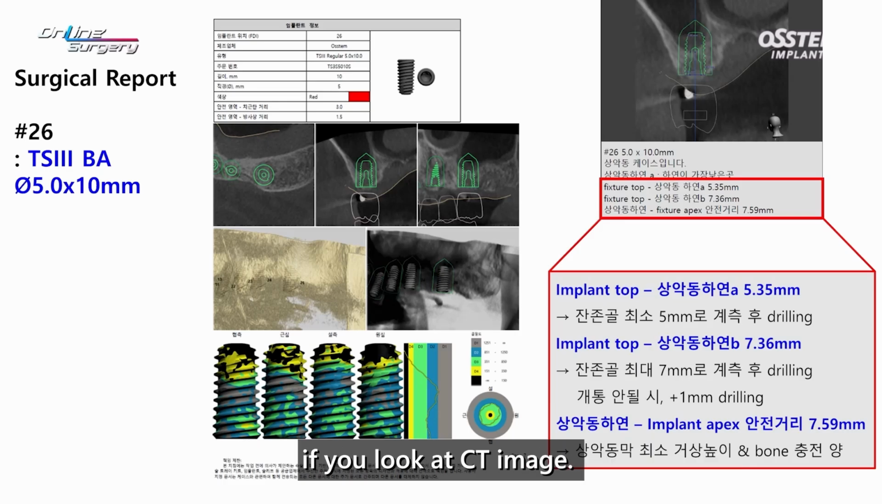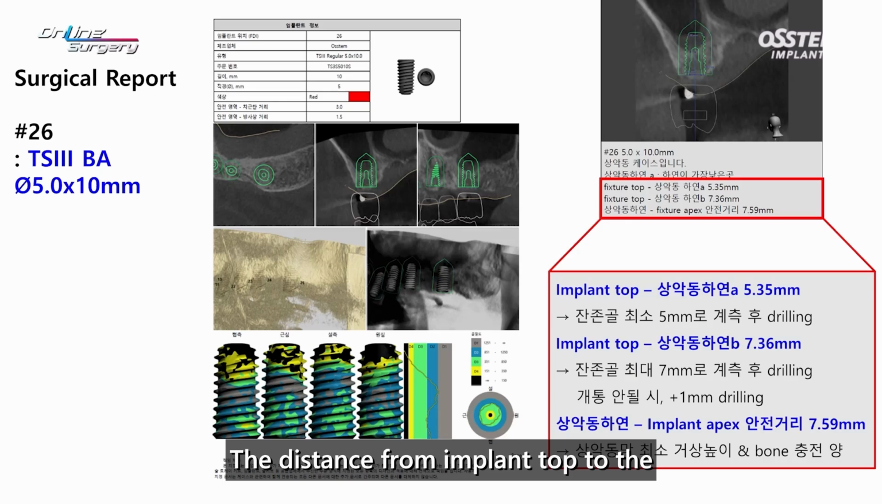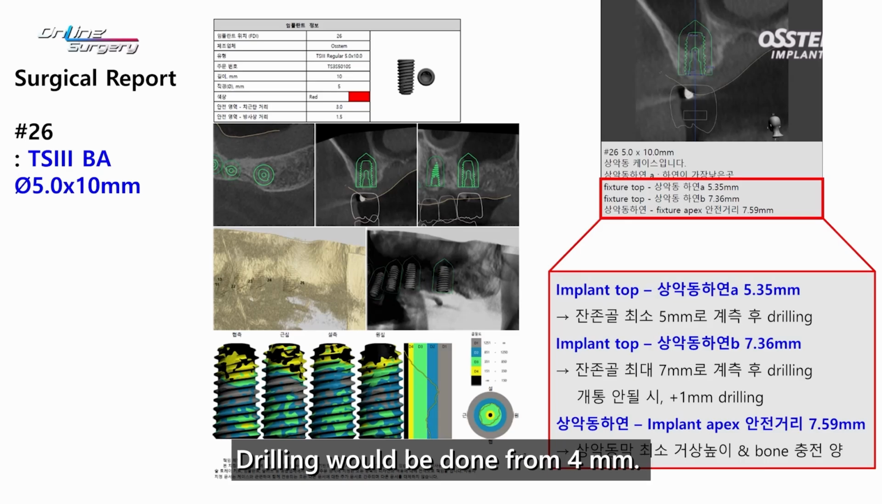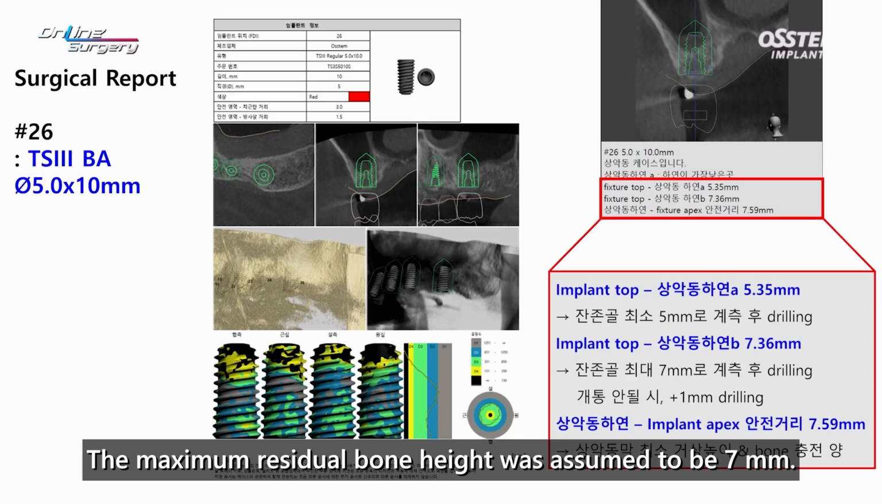If you look at CT image, the distance from implant top to the inferior margin of the sinus was 5.35, hence minimum residual bone height was assumed to be 5 mm. Drilling would be done from 4 mm. The maximum residual bone height was assumed to be 7 mm.